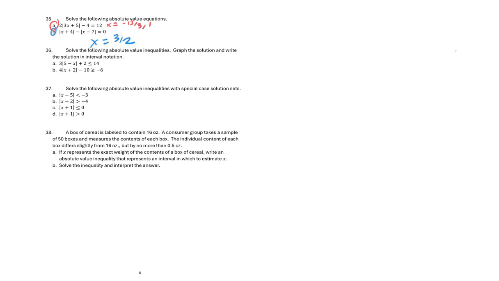Moving on to question 36, we want to solve the following absolute value inequalities, graph the solutions, and write the solution in interval notation. Starting with a here, we have 3 times the absolute value of 5 minus x, close that absolute value, plus 2, less than or equal to 14. One thing I'm going to do is get just the absolute value on one side by itself first. Subtract 2 on both sides. So we're going to be left with 3 times the absolute value of 5 minus x is less than or equal to 12.